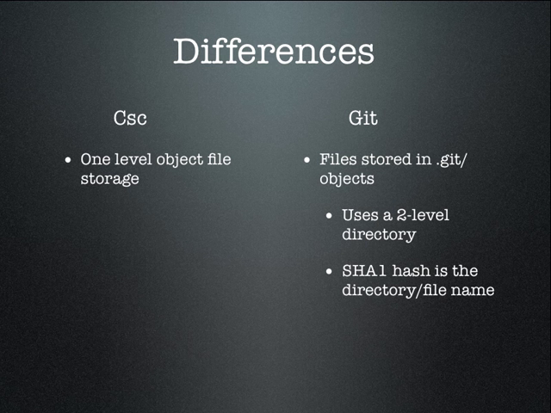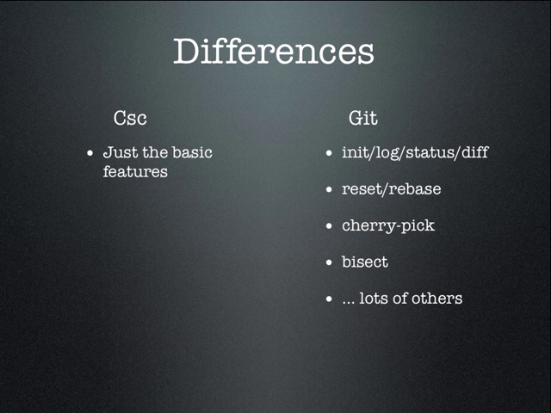Another difference is that CSC just stores plain files. Git does a little pre-processing of the files. It will encode and compress the files and store them very efficiently within the archive itself. So that's another nice thing about Git. CSC just has some really basic features. Git has a lot of really nice advanced stuff.